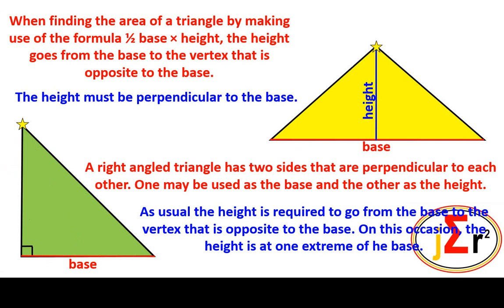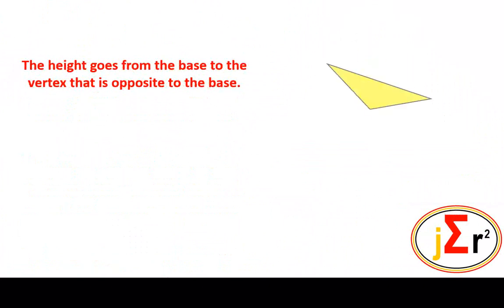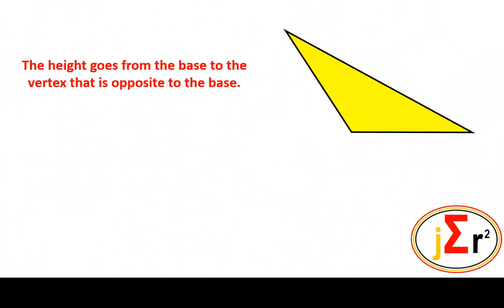But it is not just supposed to go anywhere. It has to be placed in such a way that the base and the height are perpendicular. The height will therefore have to be placed there at one extreme of the base, which turns out to be the other of the 2 perpendicular sides of the right angled triangle. The height goes from the base to the vertex that is opposite to the base.